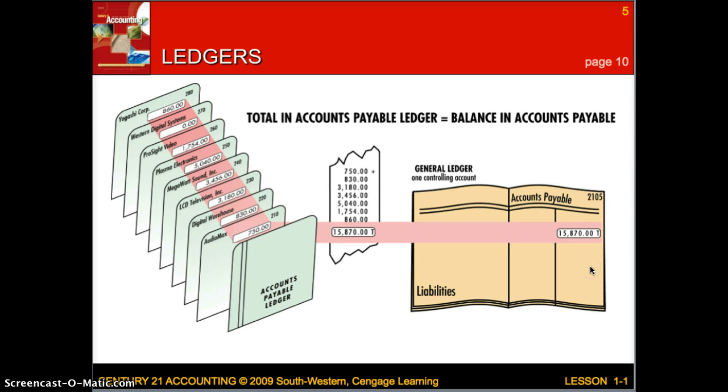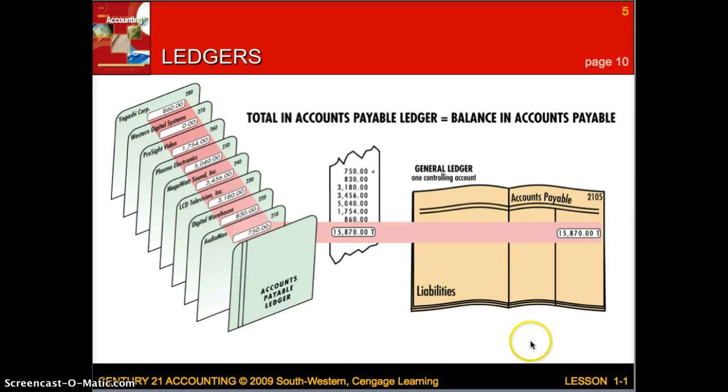Okay, ledgers. Remember, when we take our general journal, we need to go and start posting the entries into ledgers. The total in the accounts payable ledgers equals the balance in accounts payable. So for all these accounts payable ledgers, we have one for AudioMax, Digital Warehouse, LCD Television, etc. The total of the balances in all of these equals our accounts payable general ledger.